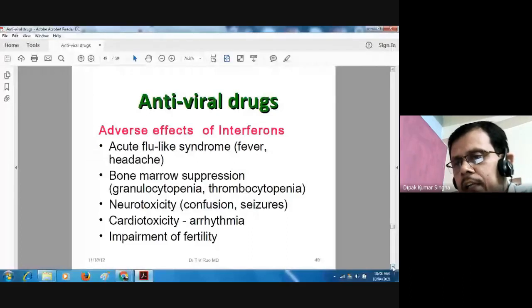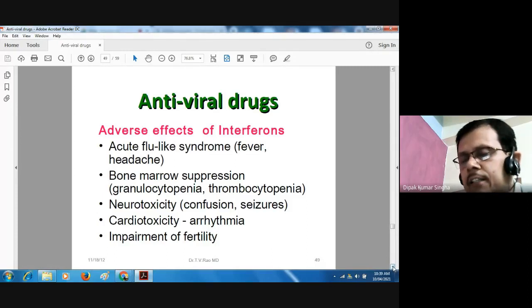Other side effects are neurotoxicity, like confusion and seizures, and cardiotoxicity, like arrhythmia, that means bradycardia or tachycardia. Tachycardia means an increased heart rate, and bradycardia means a decreased heart rate. And there is impairment of fertility: in females, fertility problems arise due to use of some interferons.